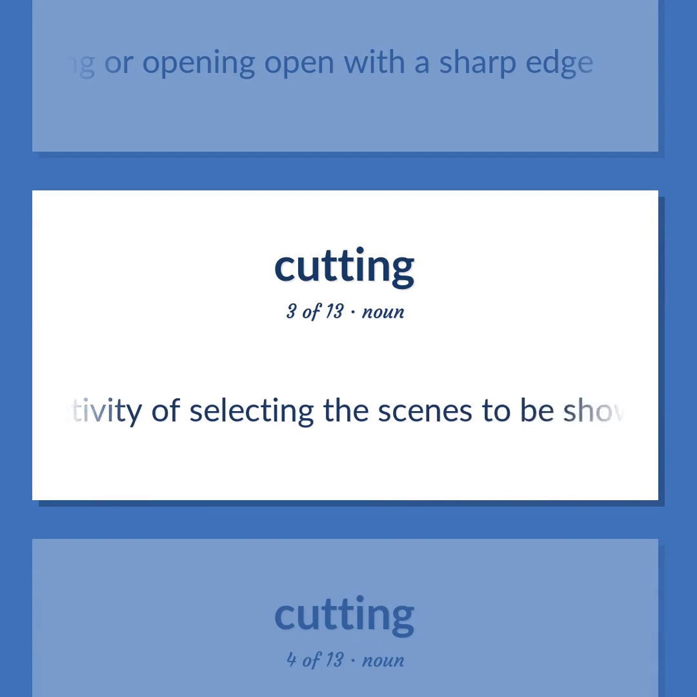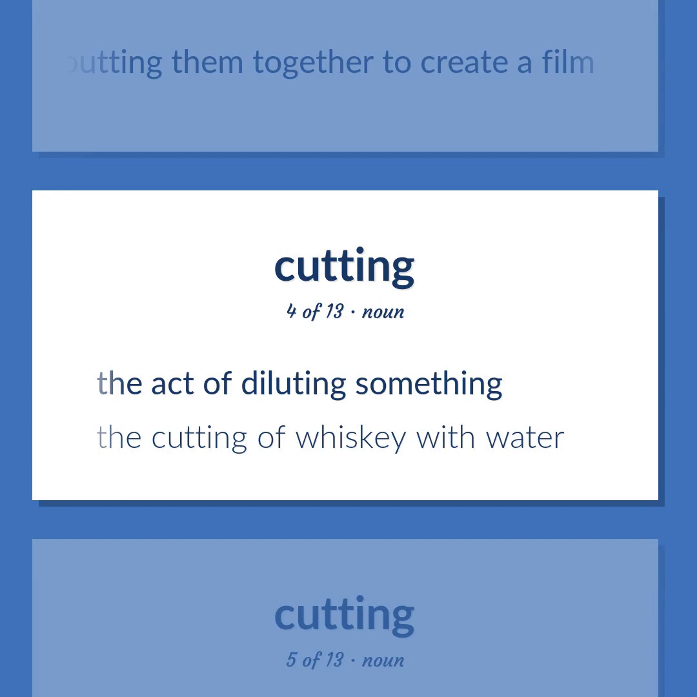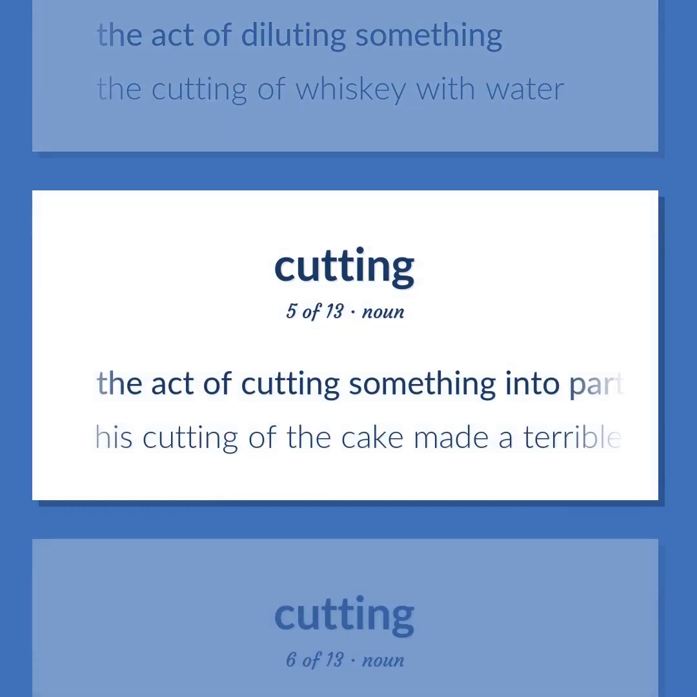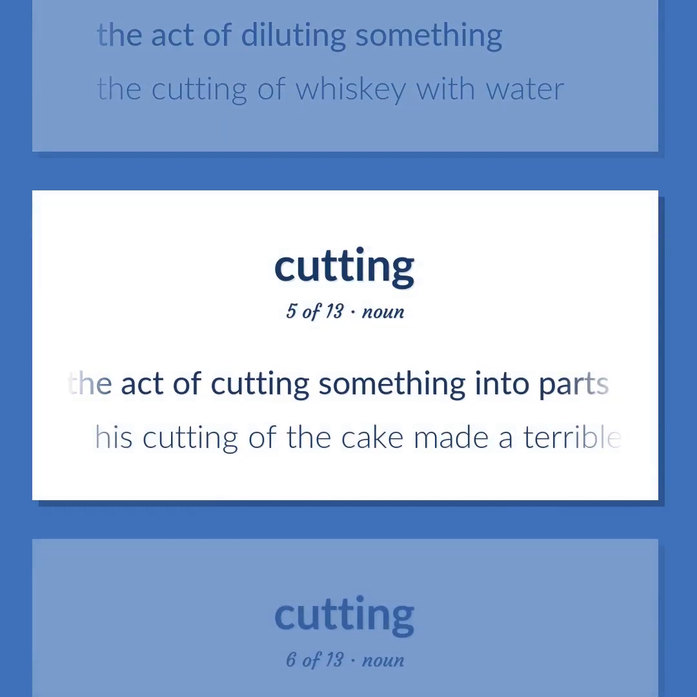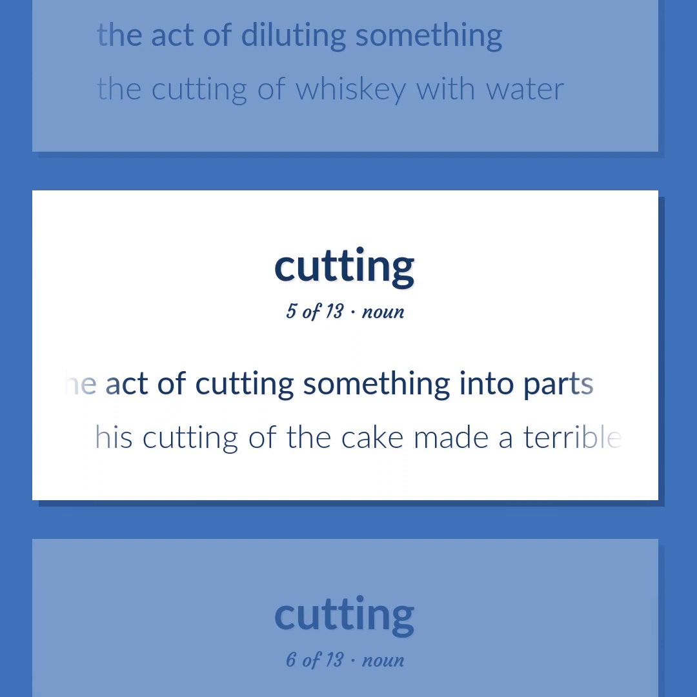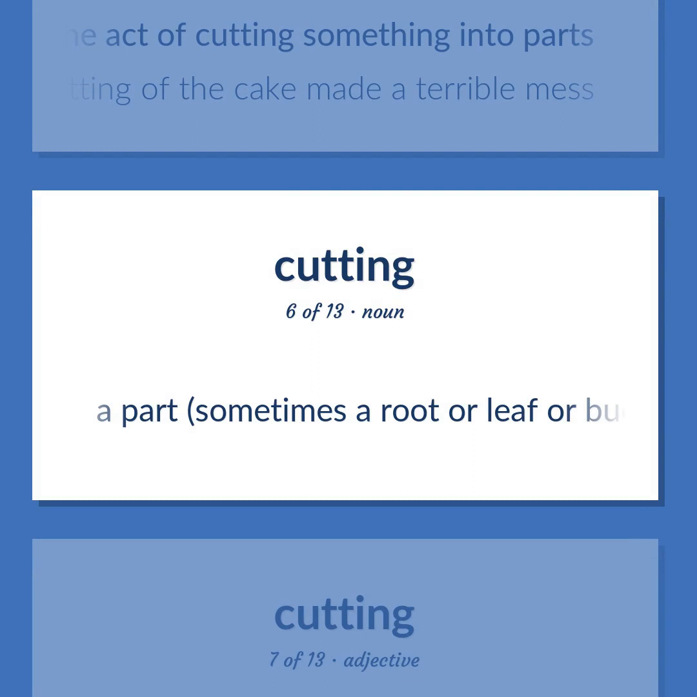The activity of selecting the scenes to be shown and putting them together to create a film. The act of diluting something. The cutting of whiskey with water. The act of cutting something into parts. His cutting of the cake made a terrible mess. A part, sometimes a root or leaf or bud, removed from a plant to propagate a new plant through rooting or grafting.